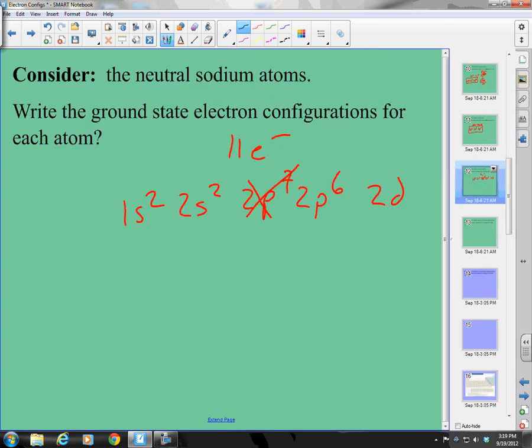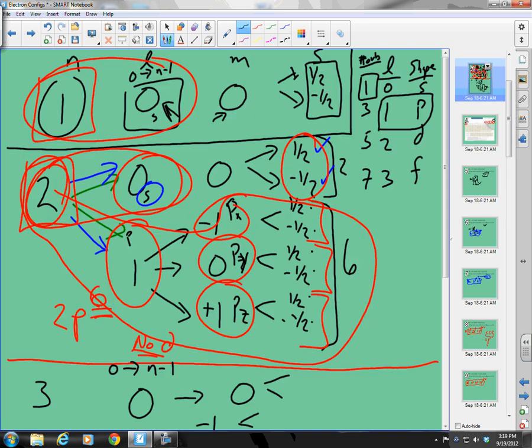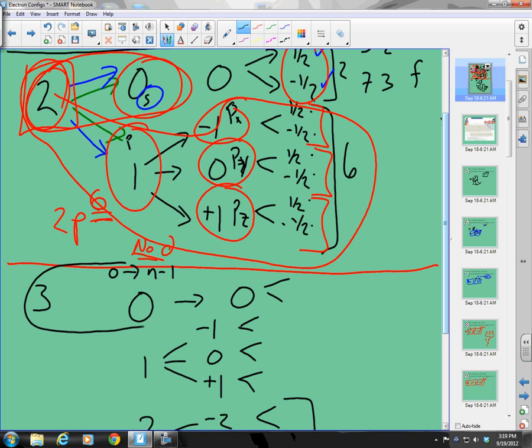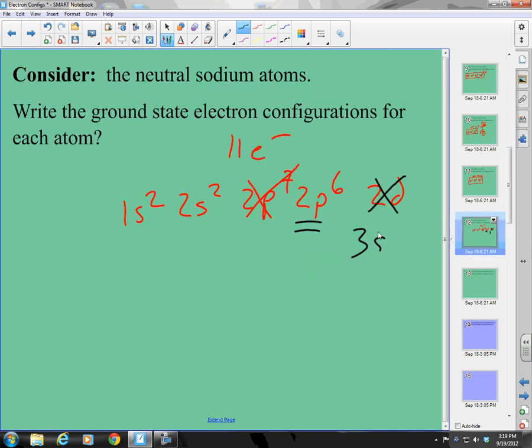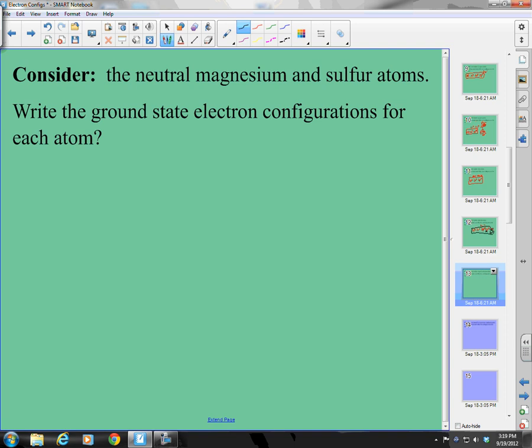Here we go. What comes after my 2p6? Not 2d, but 3 what? Where do we begin always? 3s. Good. 3s1. There we go. So that's my sodium. 1s2, 2s2, 2p6, 3s1. Next. I'll let you guys do magnesium and sulfur.